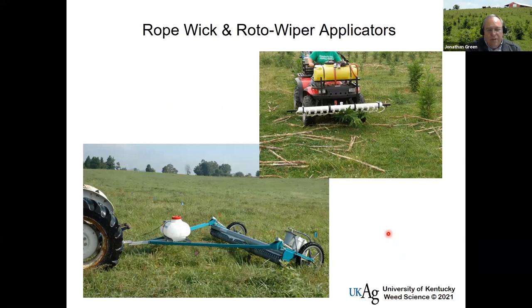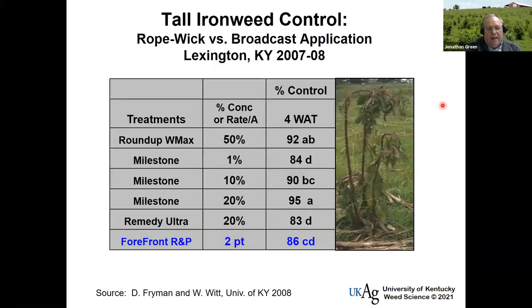We had a graduate student that did some work a few years back where she looked at Roundup, which is typically used in these rope wicks, at a 50% solution, half water, half Roundup WeatherMax, and then Milestone, which is what's in Grazon, the straight aminopyralid, at 1, 10, and a 20% solution by volume, and then Remedy, which is a straight triclopyr, which is what's in Crossbow, at a 20% mix.